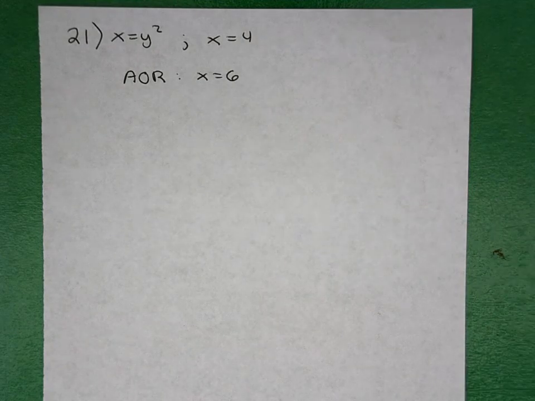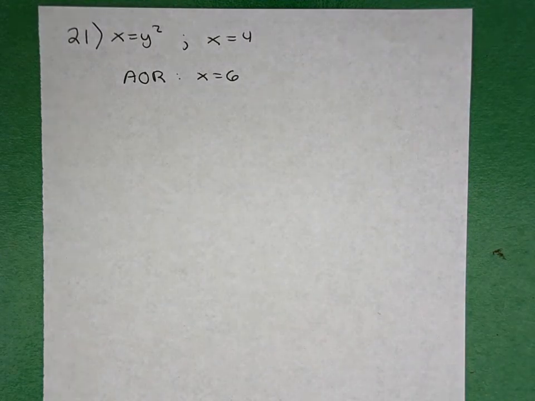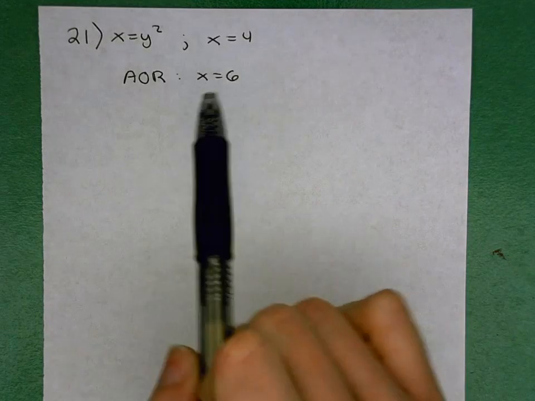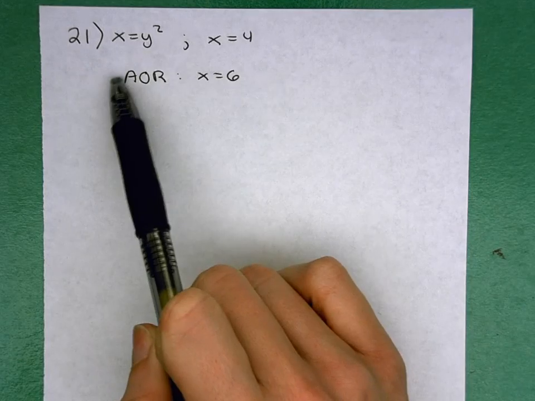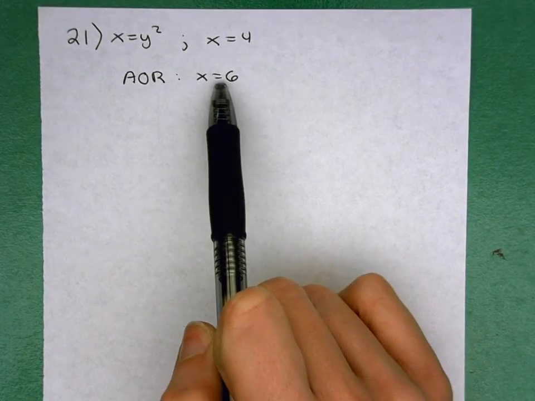Hi there, this is number 21 on your homework for this evening. The problem gives us boundaries of x equals y squared and x equals 4, and we are told that our axis of revolution is going to be at x equals 6.